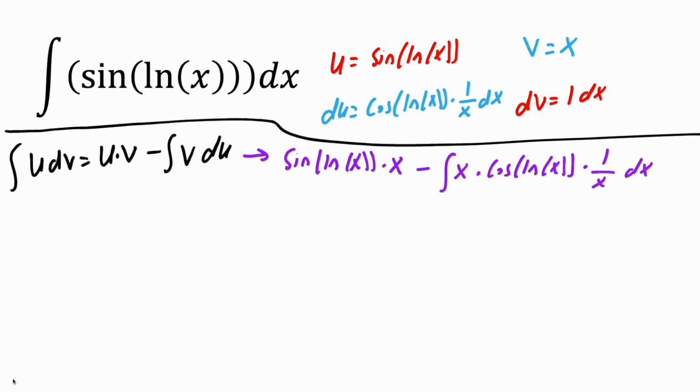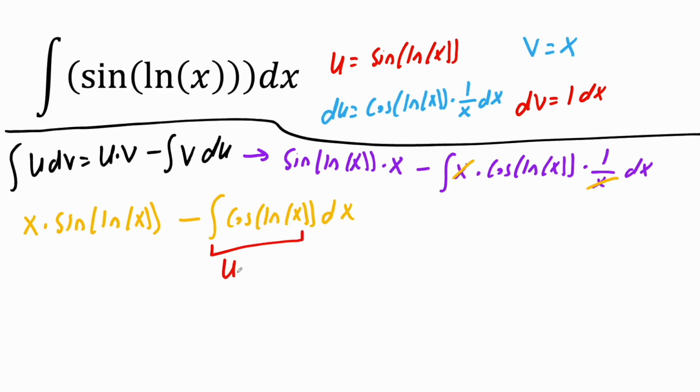Next I'm going to clean it up a little bit. So I have x times sine(ln(x)), close it. This piece right here, I just put the x in front. Now in this piece, the x's will cancel, and so we'll have minus the integral cosine(ln(x)), close it, dx. At this point, I'm going to use integration by parts again for this piece. This piece is done, but now I need to deal with this piece again.